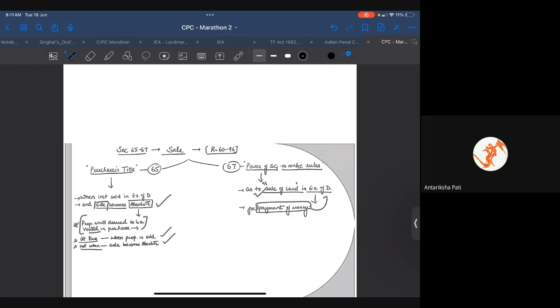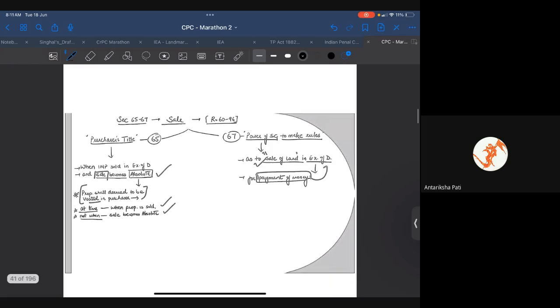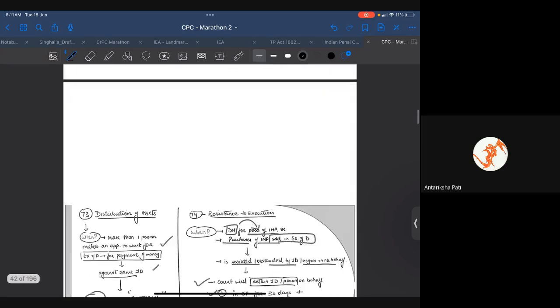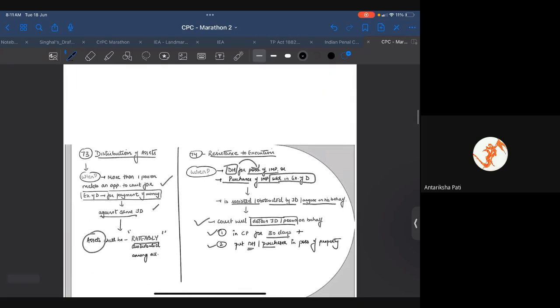Now, the state government can make rules as to sale of land in execution of a decree for payment of money. Now, distribution of assets. If more than one person makes an application to court for execution of a decree for payment of money against the same judgment debtor, then assets will be ratably distributed among them all. Okay, because now there are more persons applying against the same judgment debtor, so ratable distribution of assets will be done.